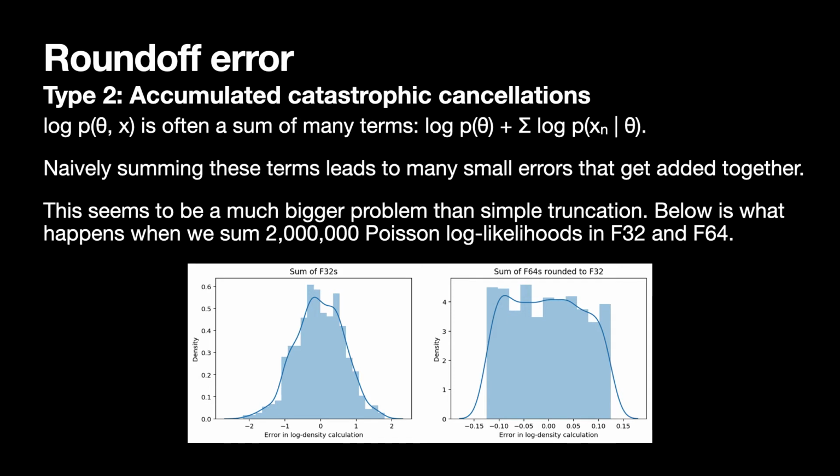So, for example, if we try computing 2 million Poisson log likelihoods for a variety of random different rate parameters in float 32, then if we do everything in float 32, we get the error distribution on the left. Looks vaguely Gaussian. It's got a magnitude of around 1. Whereas if we do the sums in float 64 and then just truncate, then we get this much smaller amount of error that is much more well-behaved.